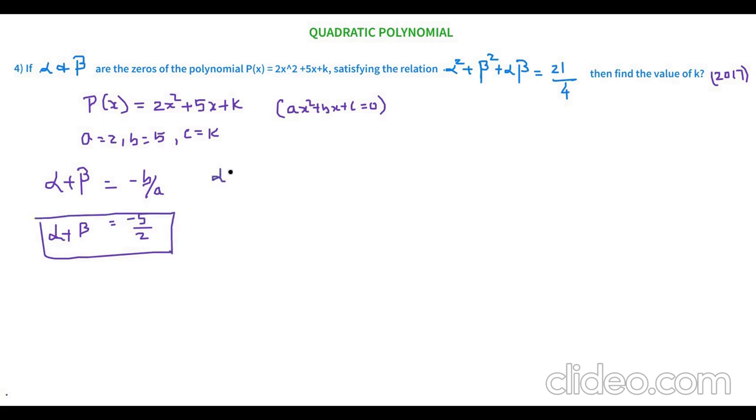Now let's find the product of the roots, which is alpha times beta. We know the formula, which is c by a. So we have c as k, so k by 2. So alpha times beta is k by 2. We have got the values. Now let's substitute in the given relation. We have alpha square plus beta square plus alpha beta equals 21 by 4. So let's start substituting in that equation.